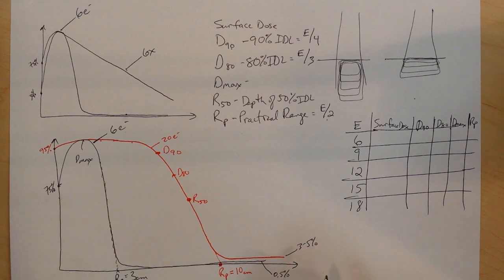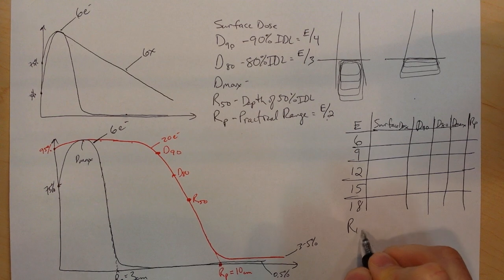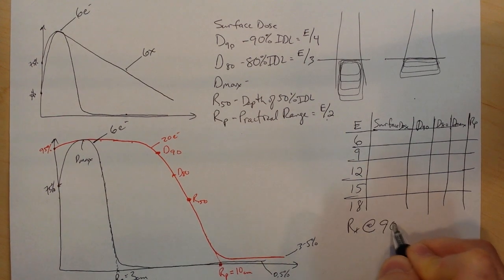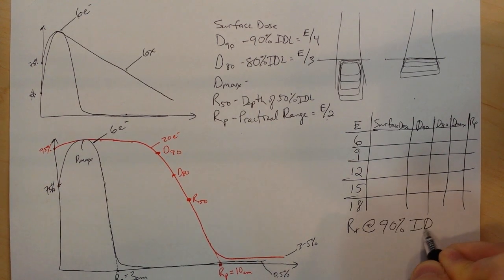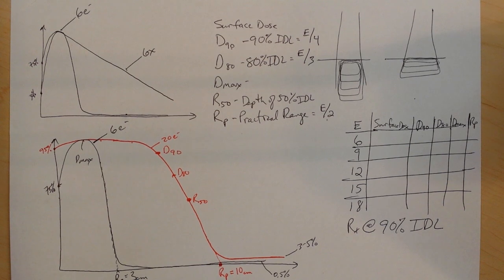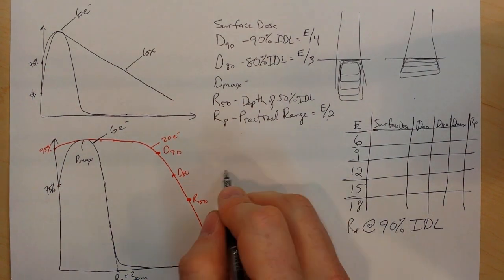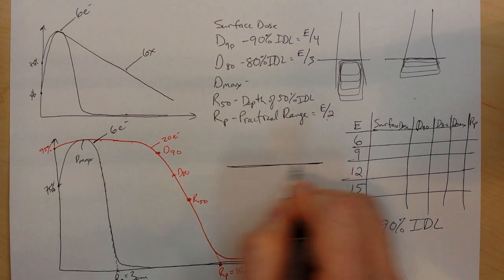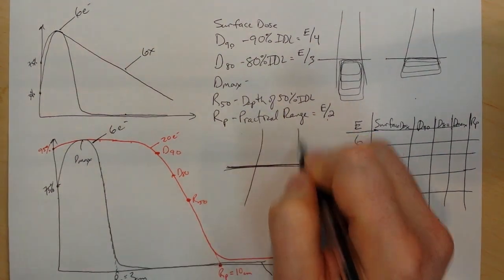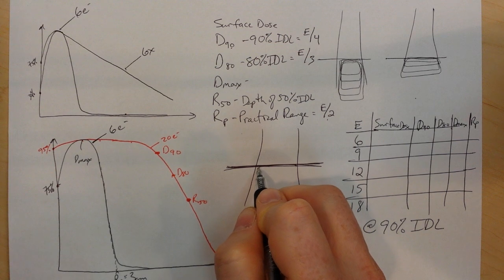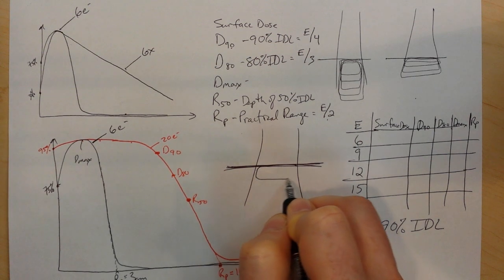So, prescribing with electrons. Typically, again, all situations are different, but typically prescriptions with electrons are prescribed at the 90% isodose line. And there's a reason for this. The reason is that we usually only do one electron field. So if I have a patient surface here, field is coming down, my isodose lines look like the following.